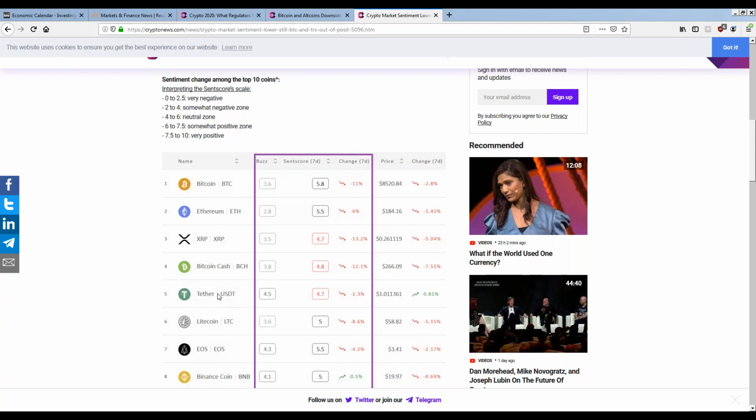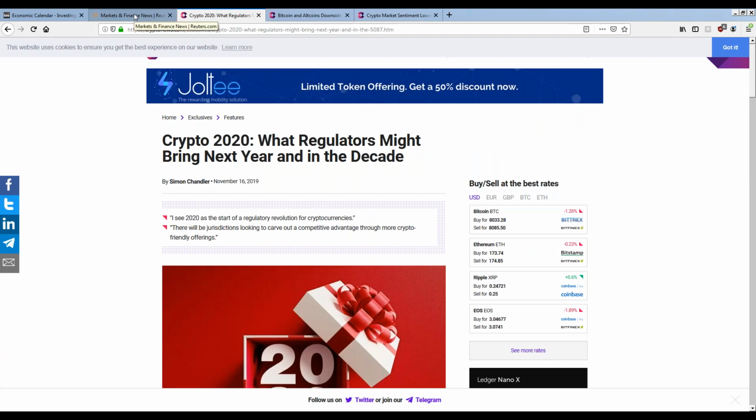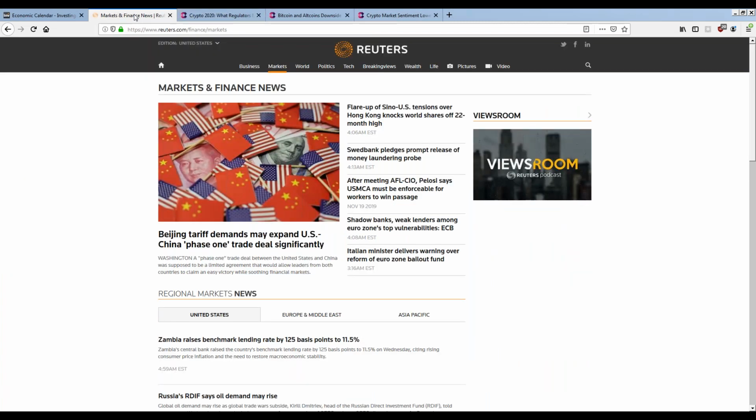Across the board, the most highly traded cryptocurrency coins, sentiment has dropped. Okay, and they're either in the neutral zone or even headed towards the somewhat negative zone with the sentiment. And so that's good to know as you go onto the chart. What way is the wind maybe blowing fundamentally?